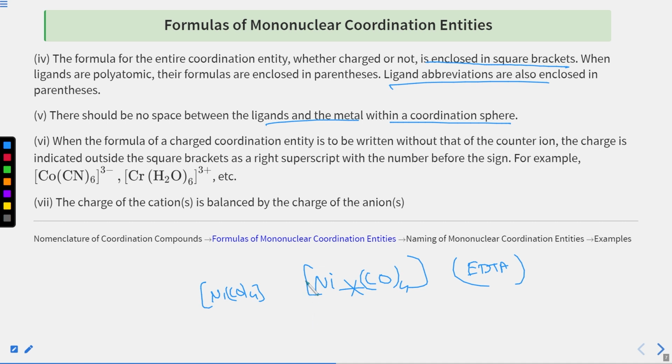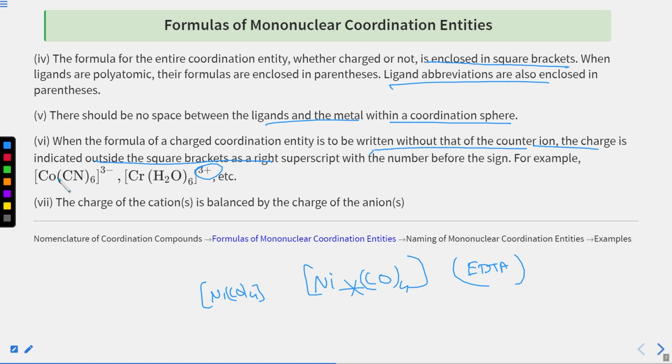So when the formula of a charged coordination entity is to be written without that of the counter ion, the charge is indicated outside the square bracket. We can have counter ions, we can have 3Cl minus. If the counter ion is not present, we have to represent the charge. If not, we do not have to represent the charge.